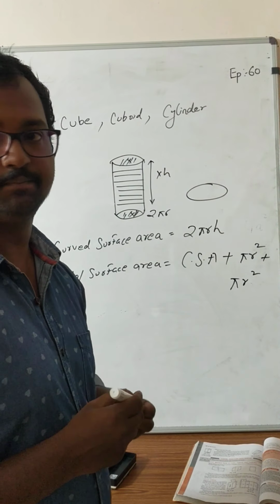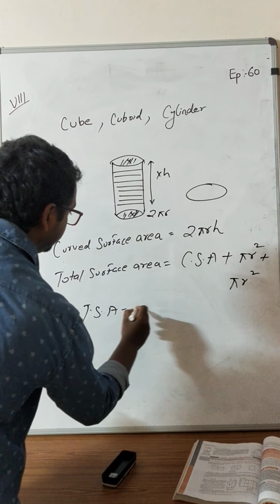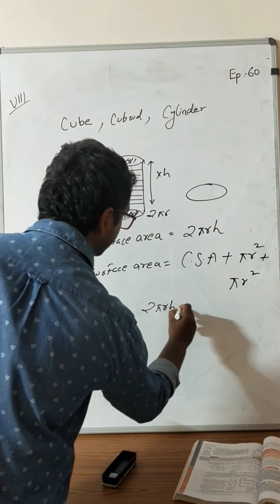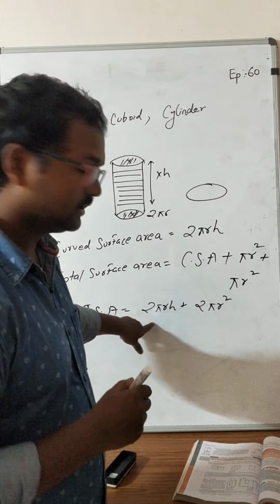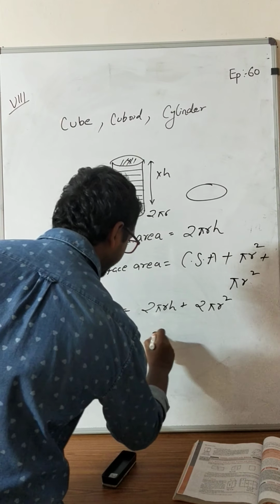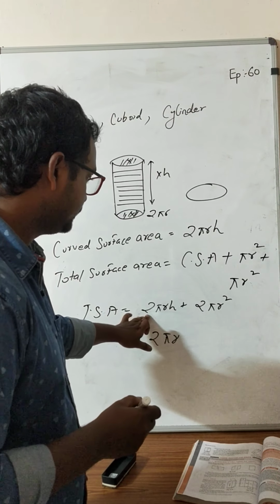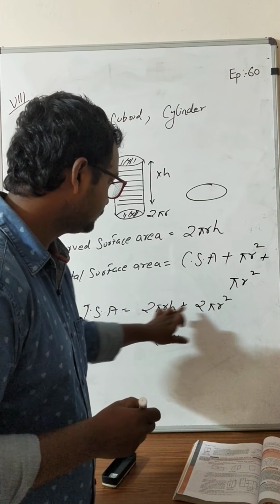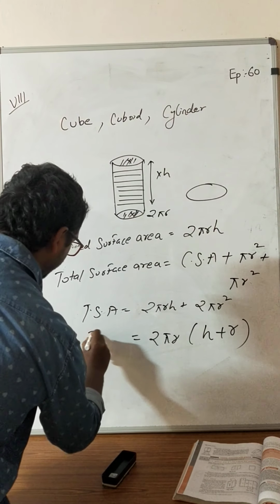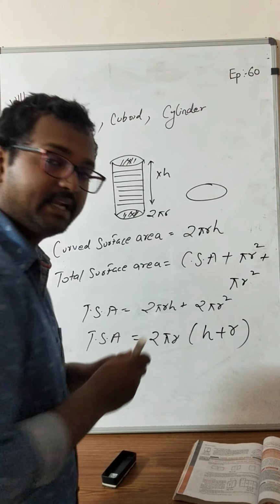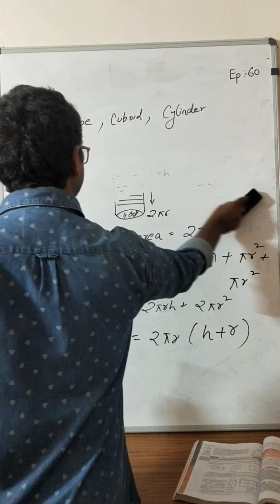So the total surface area TSA is equal to CSA, which is 2 pi RH, plus 2 pi r square. From here we can take common. We can take 2 as common, pi is also common, and one r is common. So 2 pi r, then we will get (h plus r). So the total surface area of a cylinder is 2 pi r (h plus r). Okay, so I think the introduction part is over.